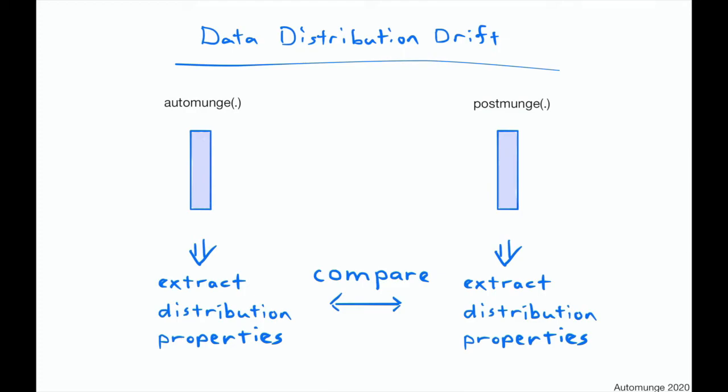Then, when it comes time to prepare additional data with the postmunge function, by activating a simple parameter, those same properties are evaluated to generate a comparison report. This type of analysis may be useful, for instance, to determine when it is time to retrain a model based on drift of dataset properties.